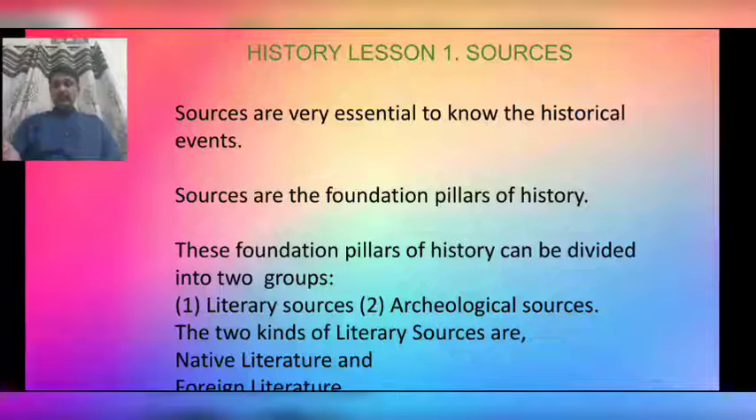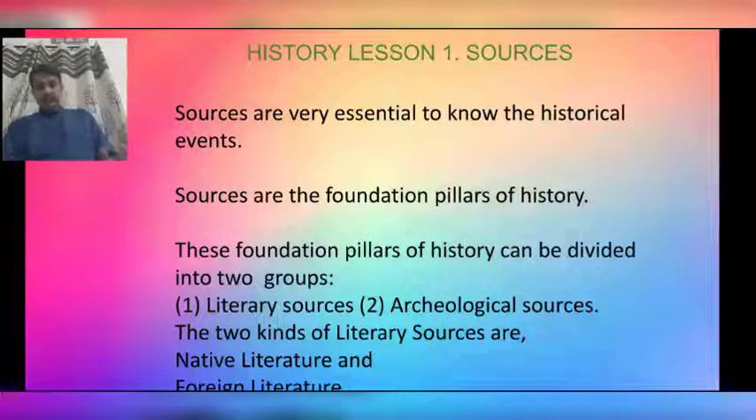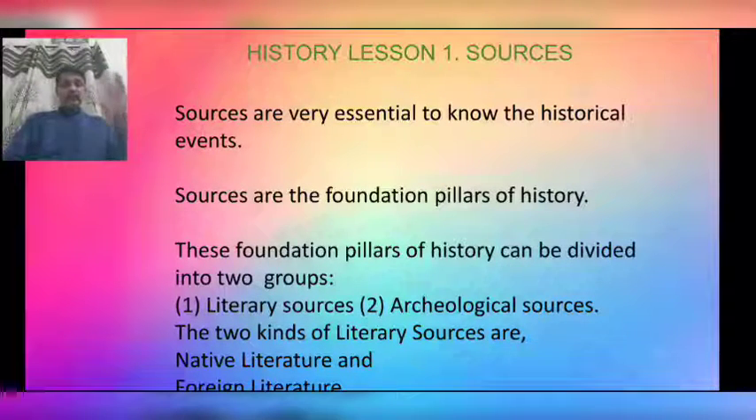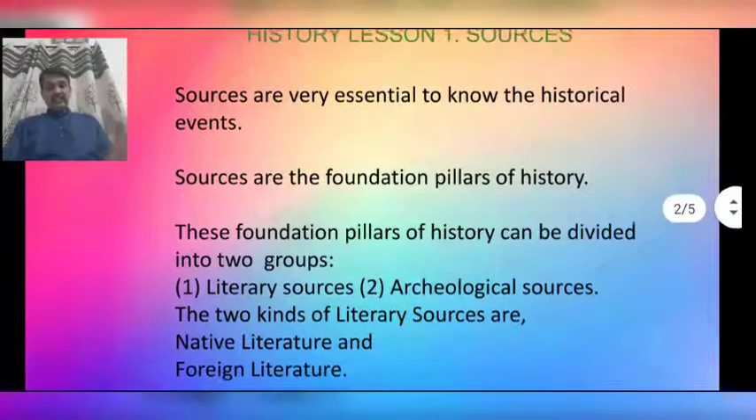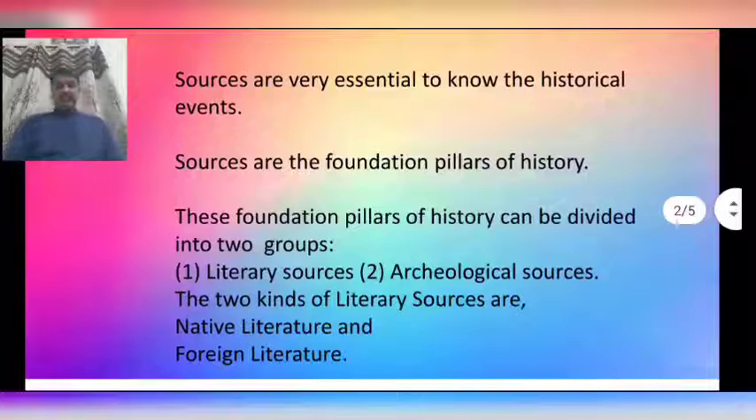Similarly, the written documents and the literary works are the main source of history. The materials needed for the writing of history are the primary sources. These sources can be divided into two parts: literary sources and archaeological sources. In literary sources, there are two types: written literature and oral literature.